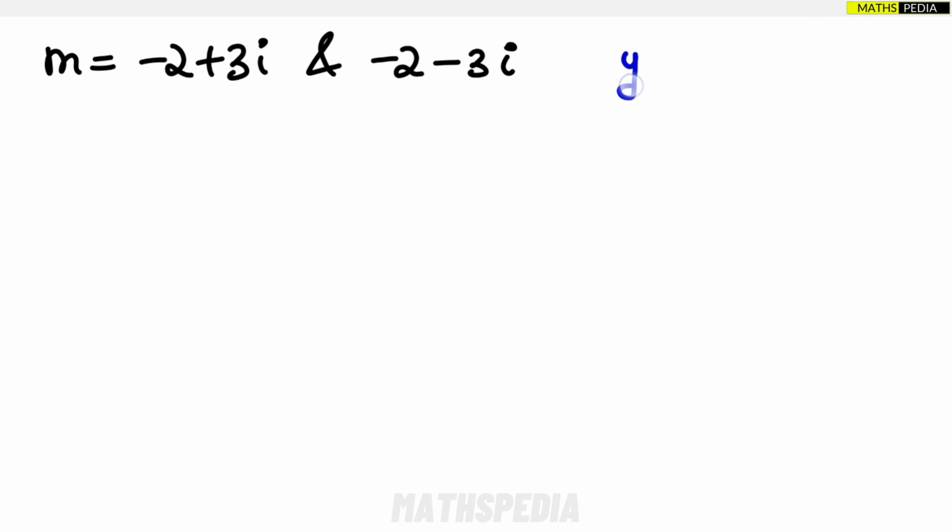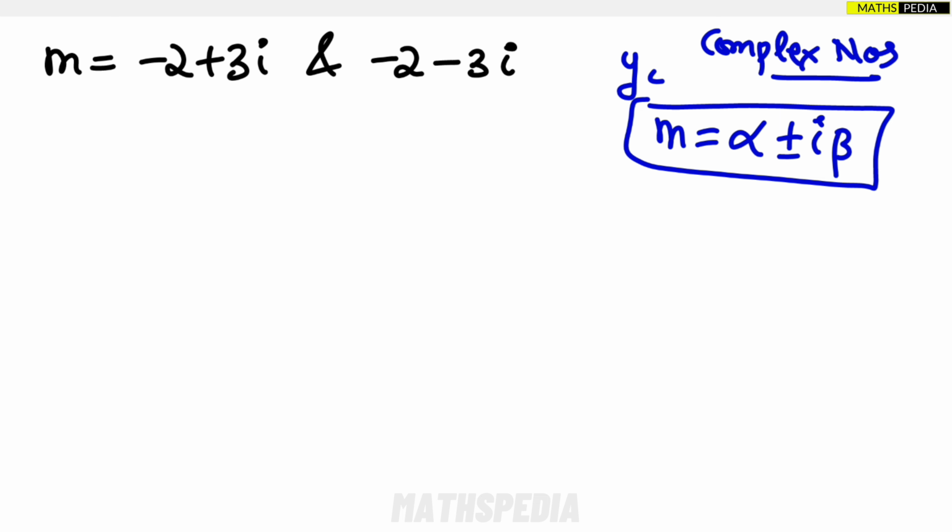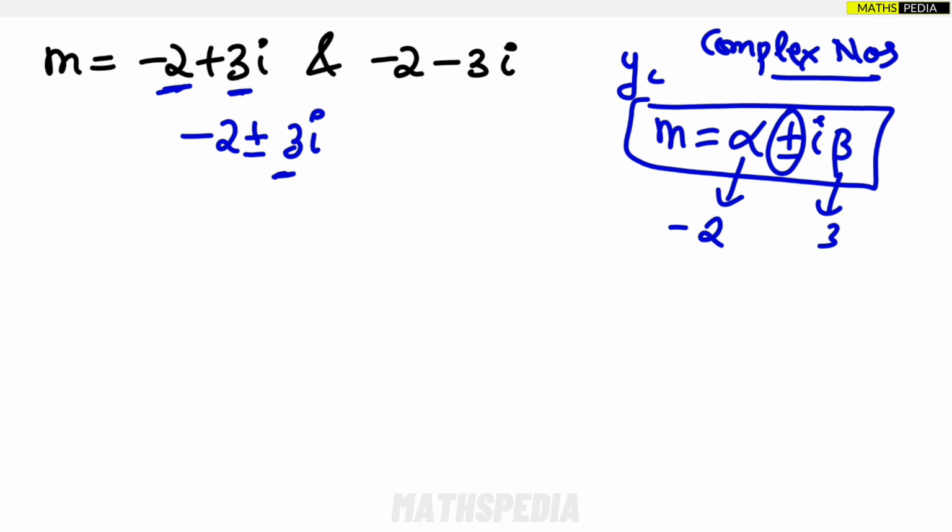Whenever you get the m value as a complex number, how to write the yc value? That's important. That means the m value you got is of the form alpha plus or minus i beta. Now what is the alpha value here? In this particular equation it is minus 2, and the beta value is 3. Don't get confused, it is minus 2 plus or minus 3i. So 3 is the beta value.